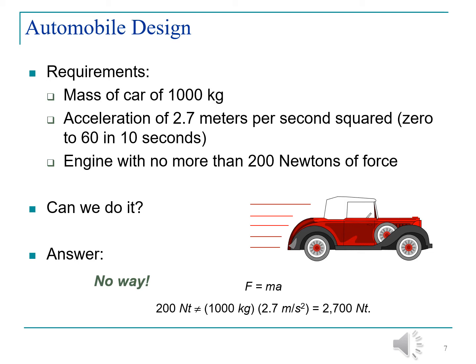Well, we have science that can tell us that there's no way that we can do that, right? Because the formula for force equals mass times acceleration, and when you put those two together, 1,000 times 2.7 meters per second squared, that's going to be equal to 2,700 newtons, which is not equal to the 200 newtons that you're required to design the car for. So we can use science to make decisions and to make judgments about manufacturing questions.